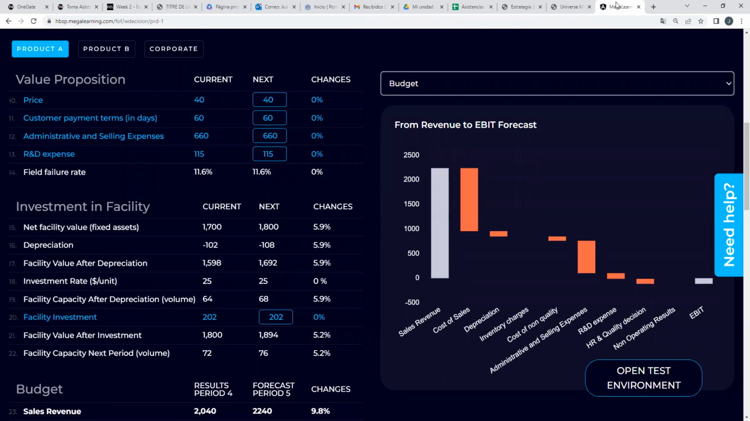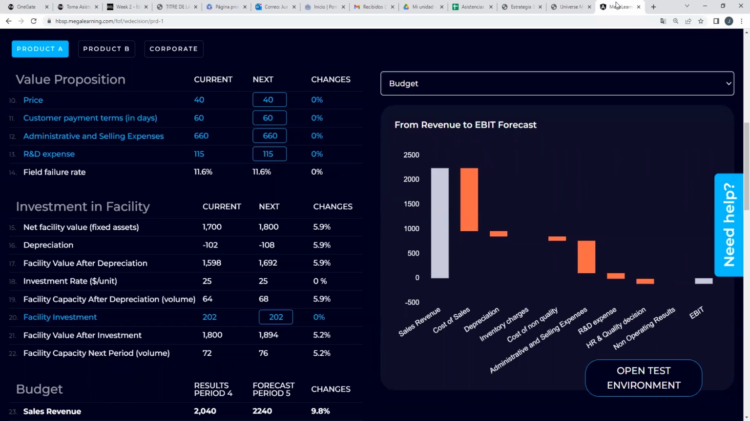So you guys are charging a price of $40 for the product A. So you are going to take the decision. Should I increase the price a little bit? Should I leave the price the same? Should I decrease the price? Up to you.